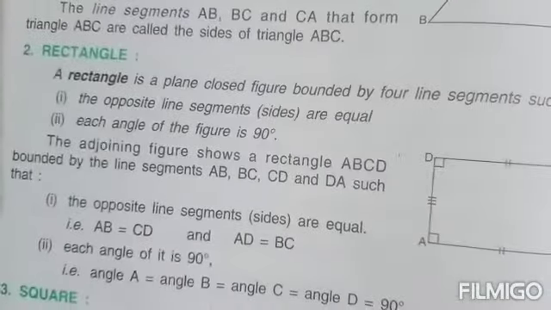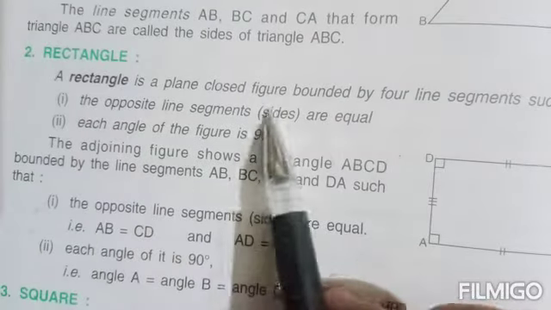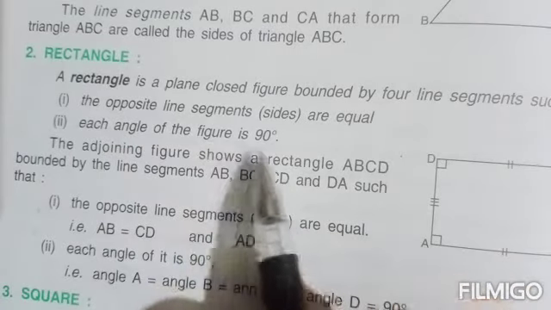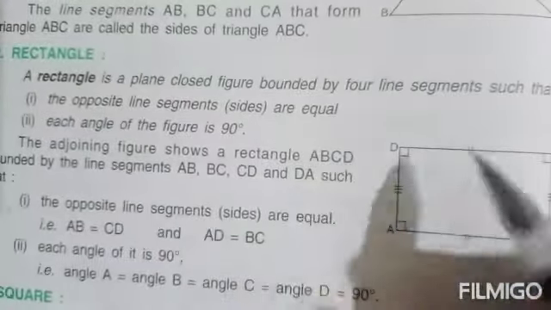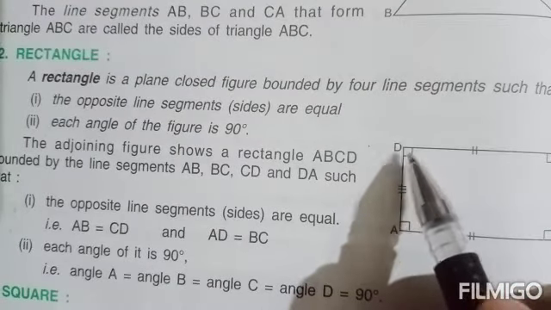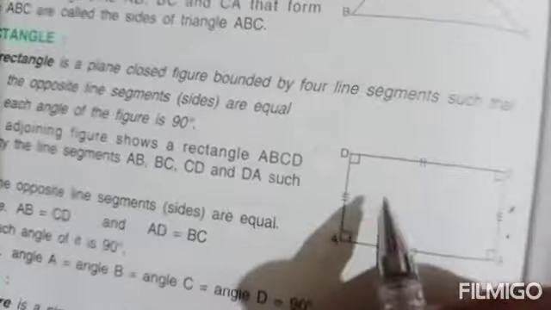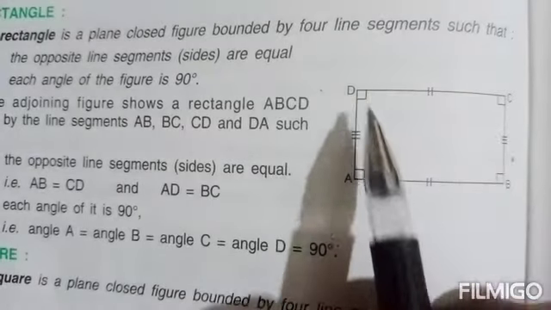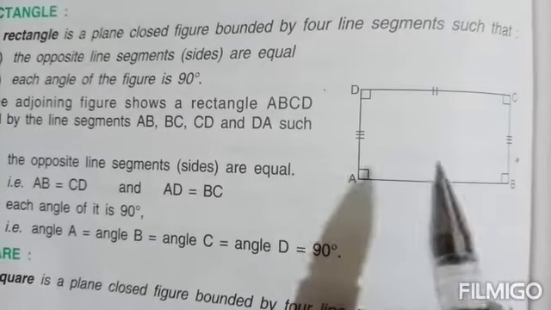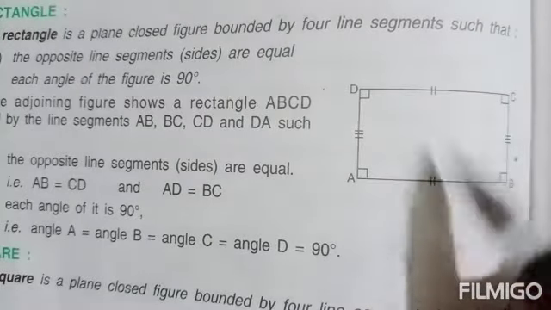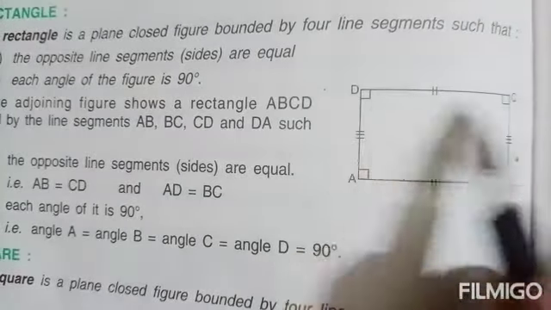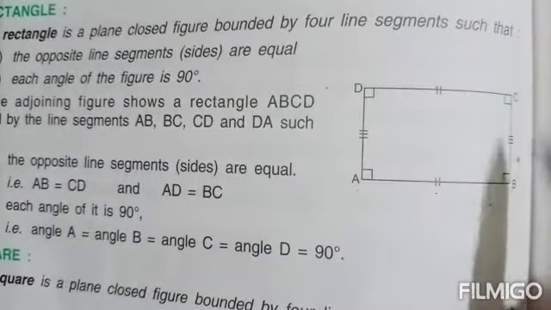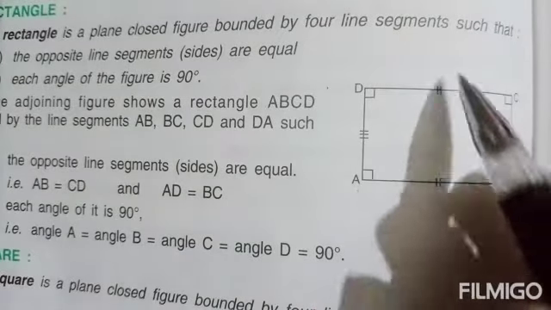Next, the second one, rectangle. A rectangle is a plane closed figure bounded by 4 line segments such that the opposite line segments are equal. Each angle of the figure is 90 degrees. So this is a rectangle. It is bounded by 4 line segments. Here you can see the opposite line segments are equal. AB is equal to CD. The length of AB is equal to the length of CD. The length of AD is equal to the length of BC. Opposite sides of a rectangle are equal in length.